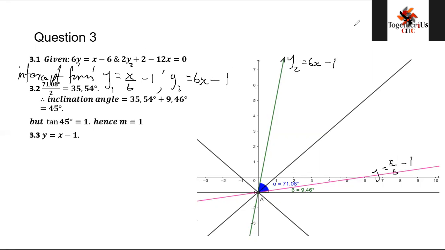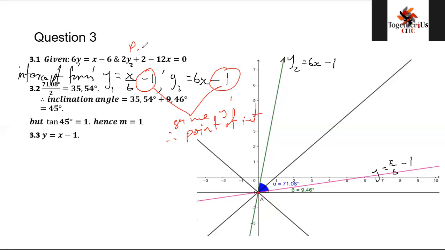One thing that you should notice immediately is that these lines have the same y-intercept. Same y-intercept. And this is therefore your point of intersection. So without even further calculations, you know that your point of intersection is actually (0, negative 1). That's one thing that you should have probably noticed.